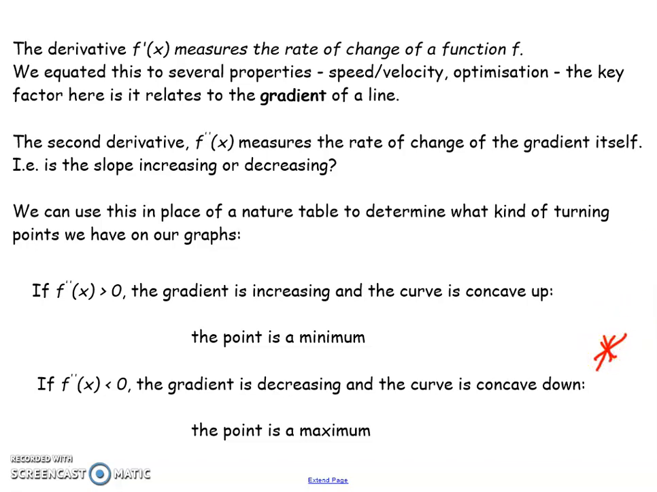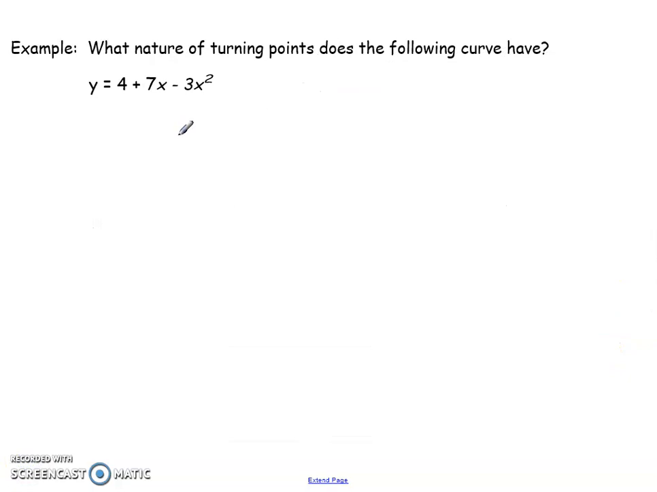So one calculation using this set of rules here allows us to determine the nature of the turning point straight away. Let's imagine I give you the curve y equals 4 plus 7x minus 3x squared, and I say to you, what is the nature of the turning points of that curve? Well, we know to calculate the turning points, we take the derivative and set it equal to 0. So let's do dy by dx and set it equal to 0, and in this case dy by dx is 7 take away 6x. We set that equal to 0 in order to get the turning points. Solving this, we get that x is equal to 7 over 6. So I know the value of the turning point in terms of x is 7 over 6.